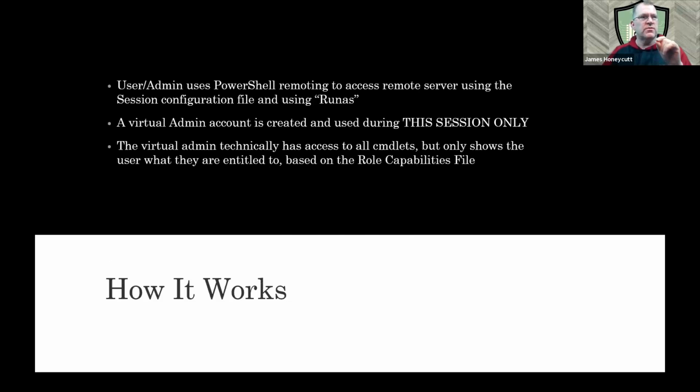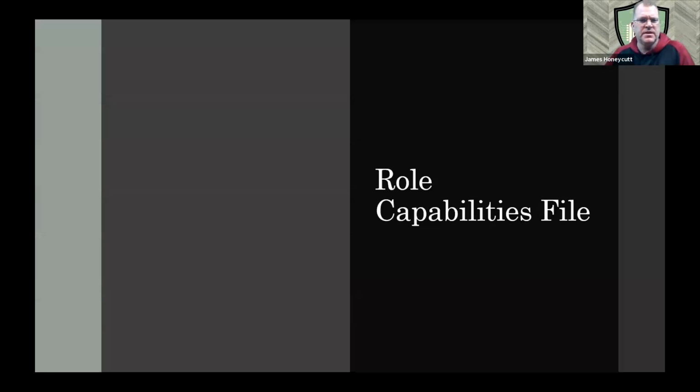But because of that roles capability file, he's only going to be able to accomplish the tasks that are dictated in that roles capability file. And we're going to see an example of a roles capability file and the session file here in a little bit. And then once the user exits out of that remote session, that admin account goes away. But never fear, we're going to set this up so we're logging everything that that user does, and it can be traced back to that same user. So I'll show you a little bit about that as well.